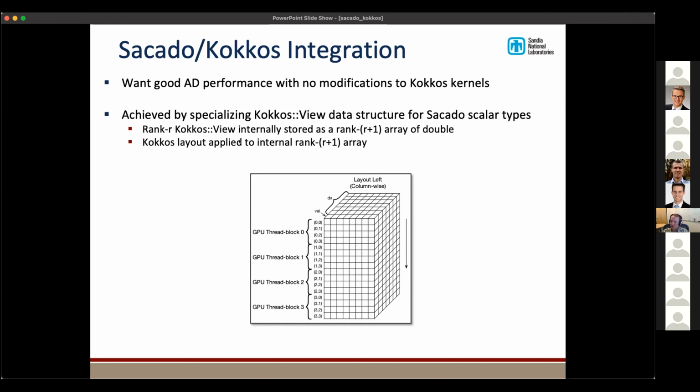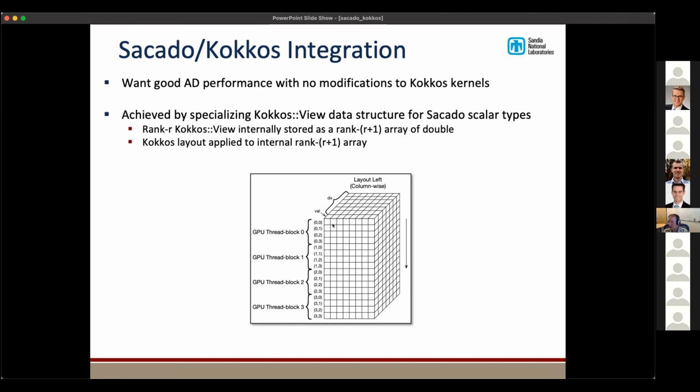If you have a rank R Kokkos view, then essentially we turn that into, instead of a rank R view of Sacado objects, a rank R+1 array of whatever your floating point data type is, double or float. Whatever layout Kokkos is using, for example layout left, we then apply to this internal rank R+1 array. So in this case, we started with a 2D array, and now we have a 3D array of doubles with all of the derivative data in it. It would still be layout left.